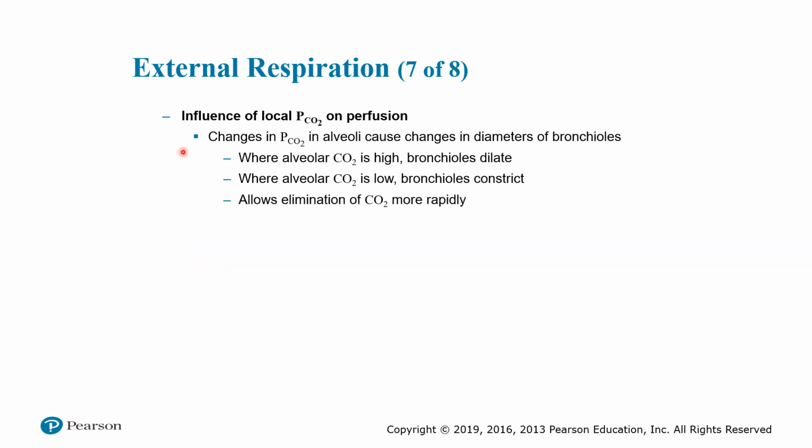Carbon dioxide affects the diameter of the bronchioles. When the alveolar carbon dioxide is high, the bronchioles dilate, so that carbon dioxide can quickly leave the lungs. It can go out. And where the alveolar carbon dioxide is low, these bronchioles constrict. And this is how they aid in the elimination of carbon dioxide more rapidly.